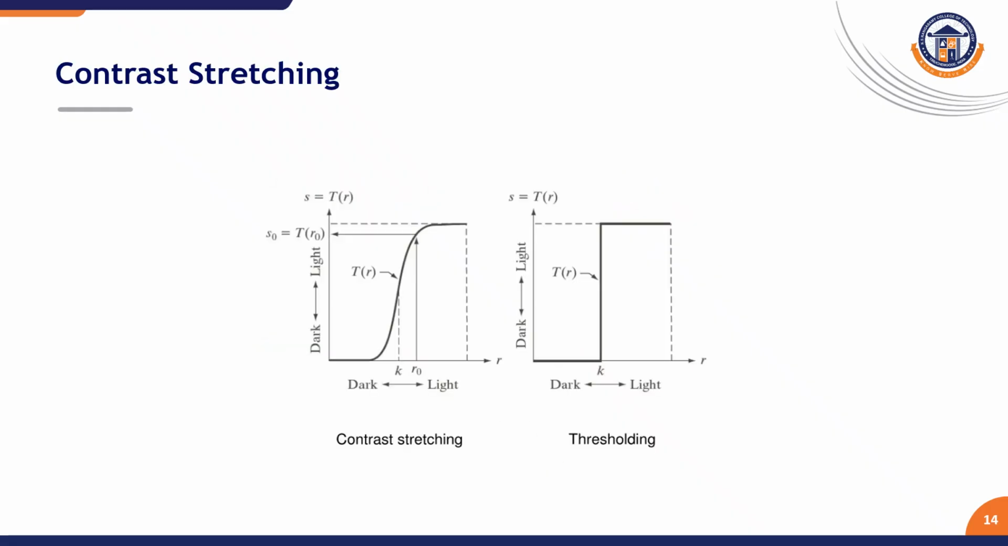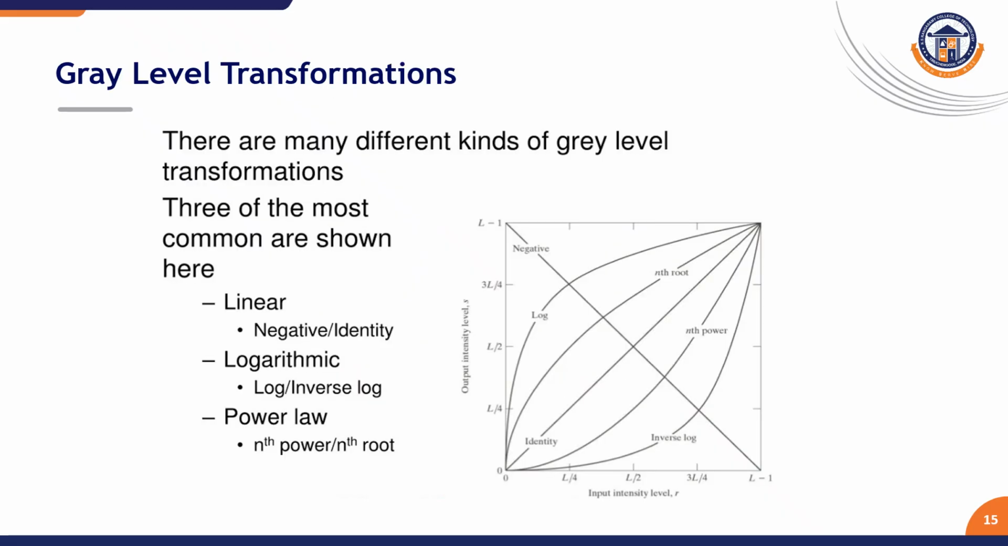Contrast stretching, as we have seen in the past slide, means varying the gray levels of pixels, and thresholding means two levels only, black and white, like a threshold.